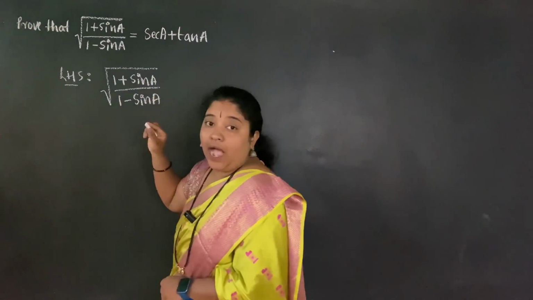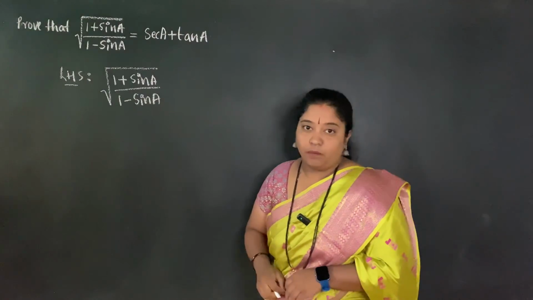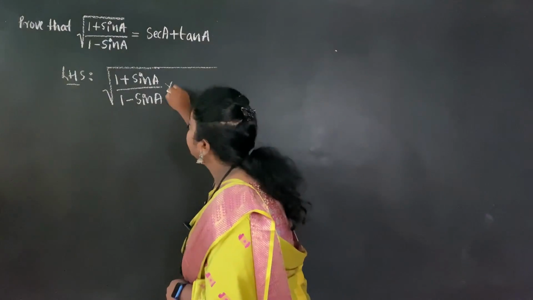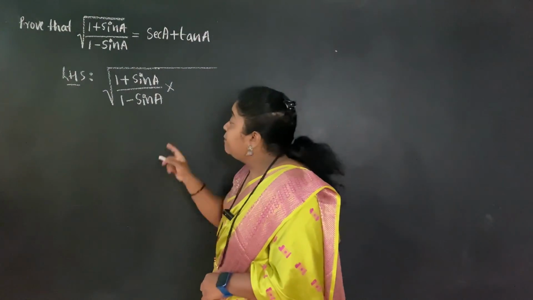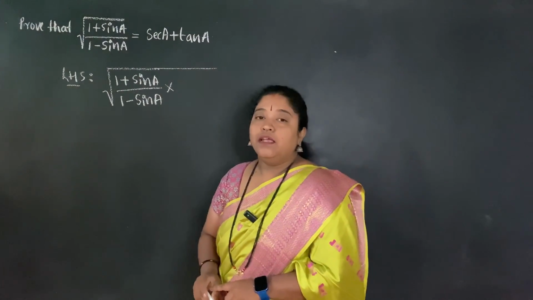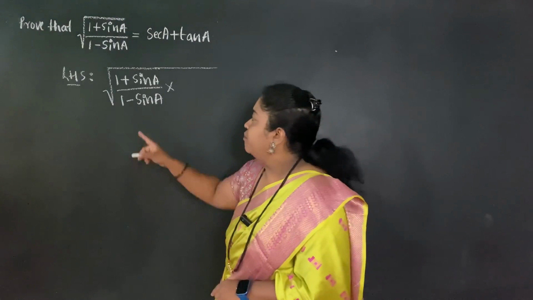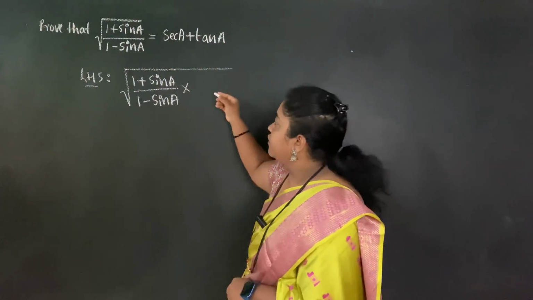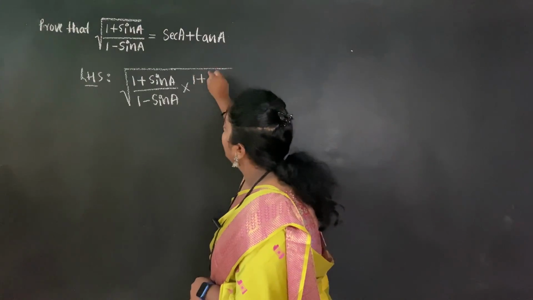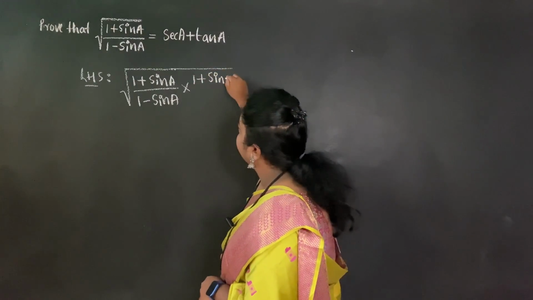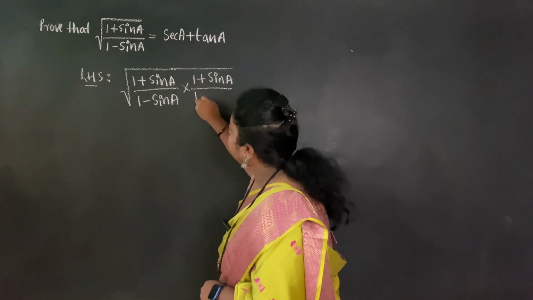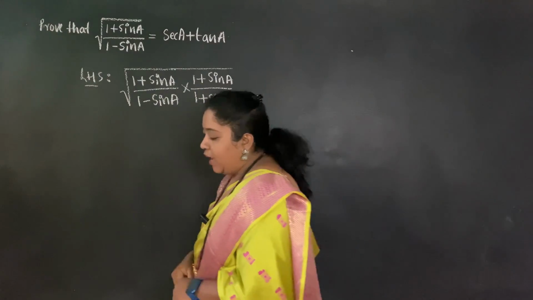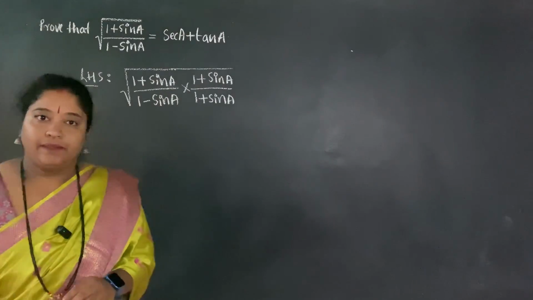And I told you, I will rationalize the denominator. If I want to rationalize the denominator, what do I do? Multiply with the denominator but change the sign. Yes or no? Now see here, I have 1 minus sin A. So if I multiply this, it will become (1 plus sin A) divided by (1 plus sin A). This is how I need to multiply, isn't it?